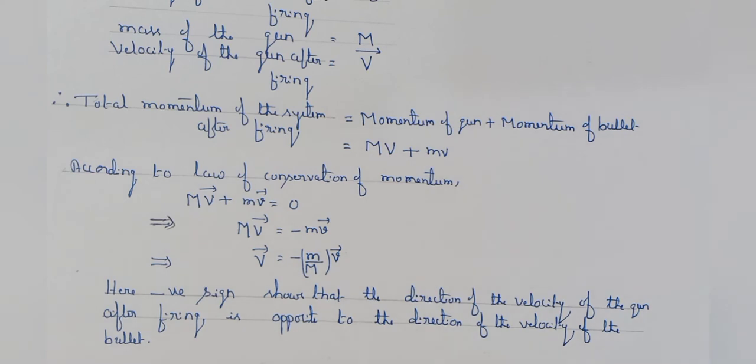And the recoil velocity of a gun is inversely proportional to its mass. It means V is inversely proportional to capital M. It means if the mass of the gun is less, then the recoil velocity is more. If the mass of the gun is more, then its recoil velocity is less. Therefore, light guns recoil with large velocity and heavy guns recoil with small velocity.